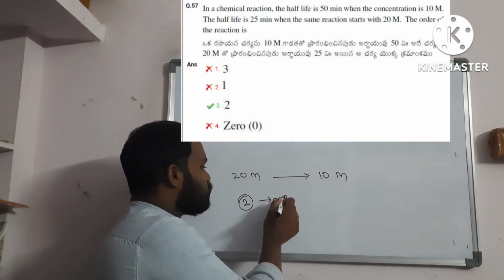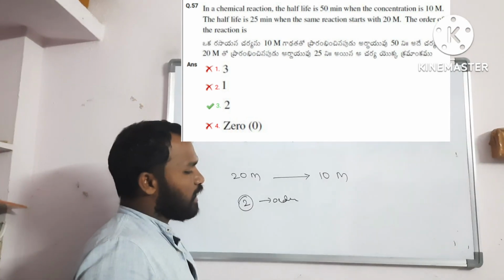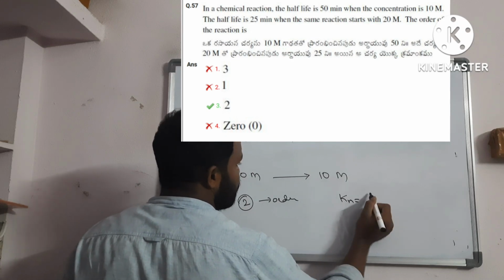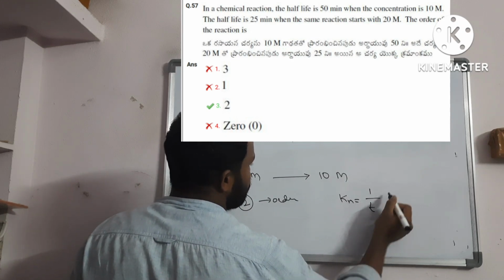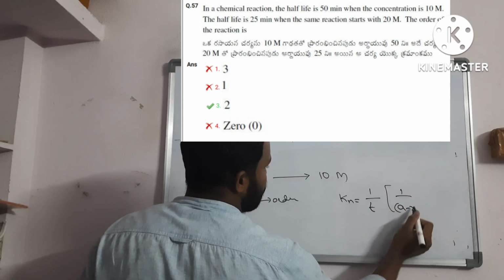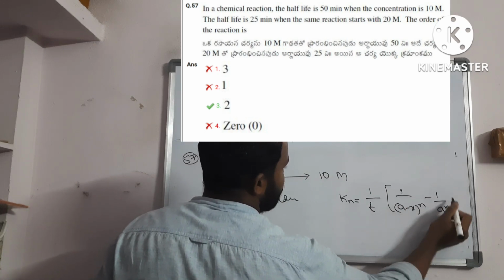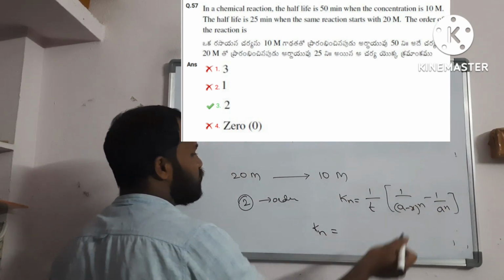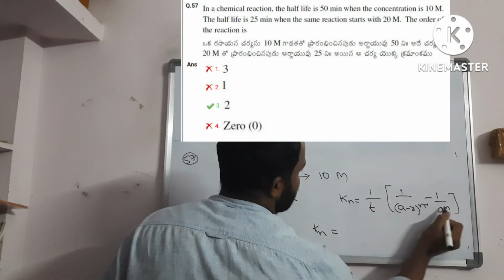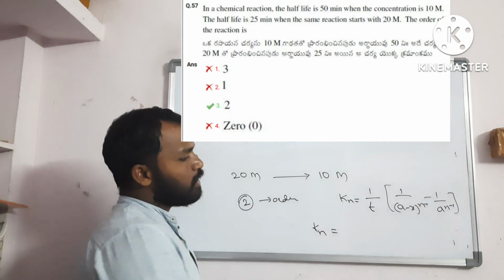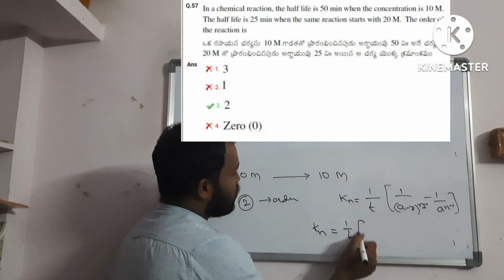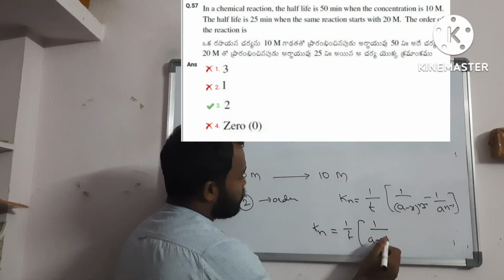Order is second. If you use the formula for second order, generally what is Kn? For nth order I am writing Kn equals 1 by t into 1 by (a minus x) to the power of n minus 1 minus 1 by a to the power of n minus 1. If it is second order, in place of n you should keep 2. So here 1 by t into 1 by (a minus x) to the power n minus 1 is what? 2 minus 1.